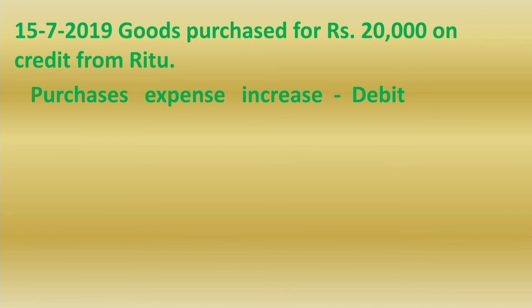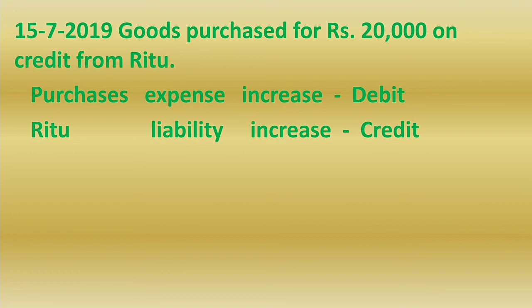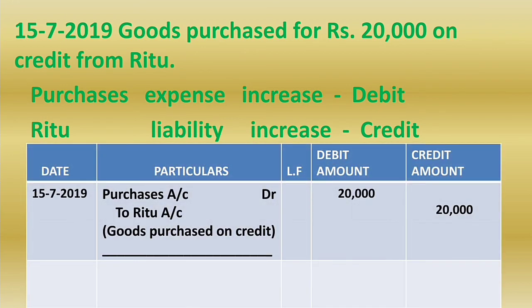Then debit purchases account. As the amount is not paid, it is a payable amount and is a liability. Ritu is a creditor. Then credit next account, Ritu account. Ritu is a creditor and is a liability. Here the liability of the business increased. Liability increased, then credit liability account. So credit Ritu account. Then debit purchases account and credit Ritu account. So the journal entry is purchases account debtor to Ritu account. Narration goods purchased on credit.